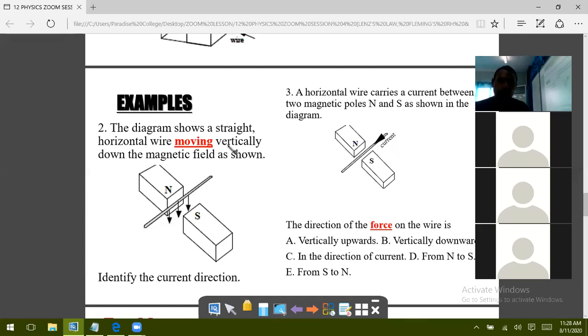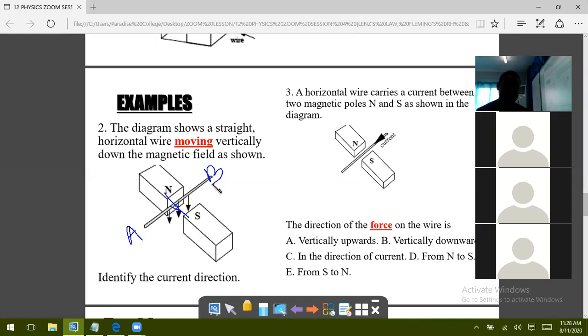So it's moving vertically down the magnetic field as it's given down here. Identify the current direction. Field lines run from north to south. Use your right-hand rule and tell me, let's say if this is A and that is B, will current flow from A to B or B to A?